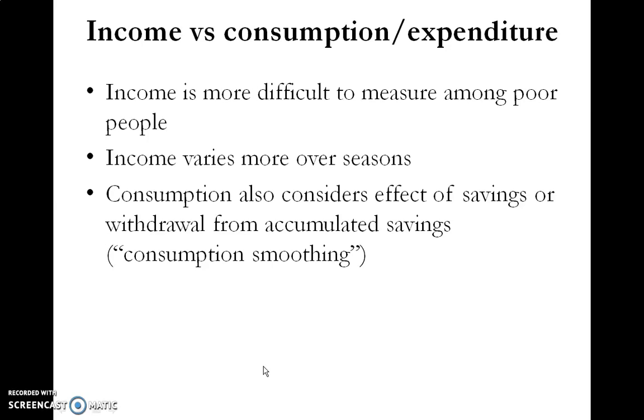Furthermore, consumption or expenditure data will also consider effects of savings or withdrawals from accumulated savings. So consumption smoothing is captured within that. So by and large, if we are doing any kind of empirical analysis for poverty measurements, we would rather tend to use consumption and expenditure data, even though sometimes we do look at both. But at the lower end of the income distribution, your consumption and expenditure data would be more accurately relayed than your income data.